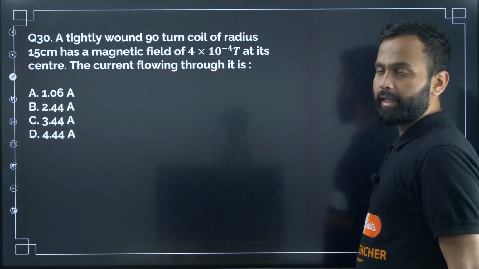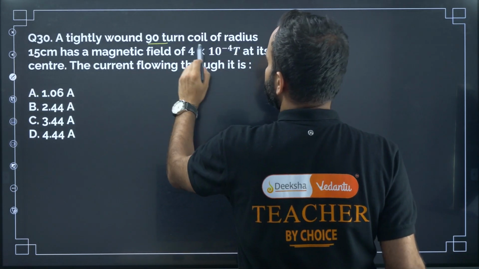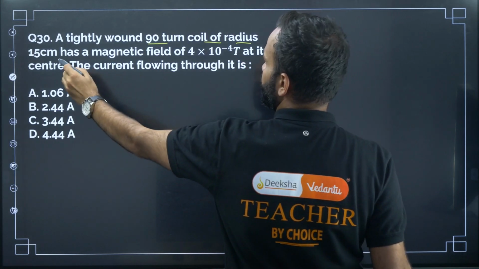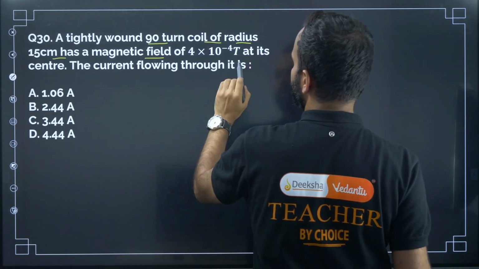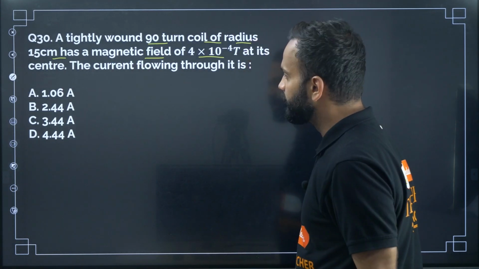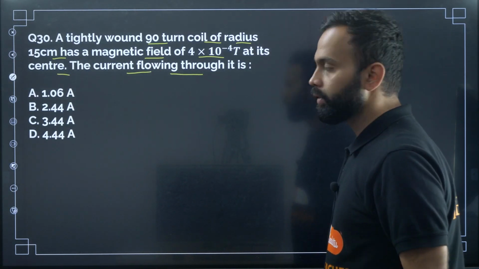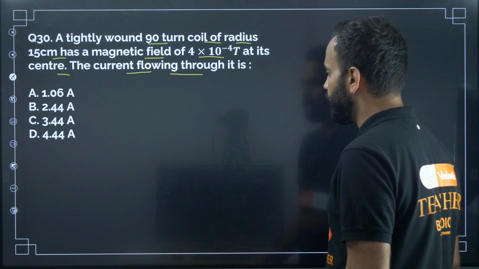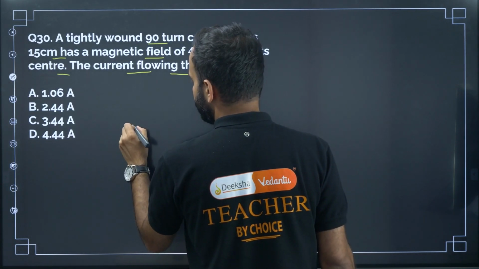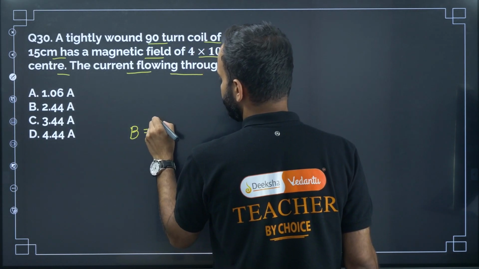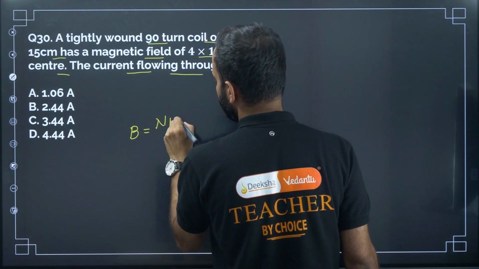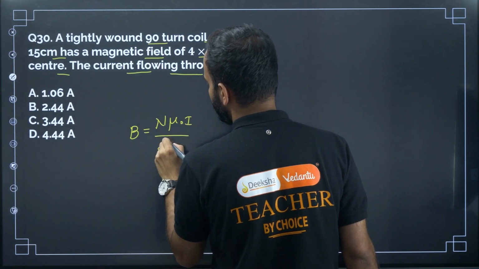Next question and the last one. A tightly wound 90-turn coil of radius 15 cm has a magnetic field of 4 into 10 to the power minus 4 Tesla at its center. The current flowing through it is... again a simple one, right? Magnetic field at the center of the coil, B equals N mu naught I divided by 2R.